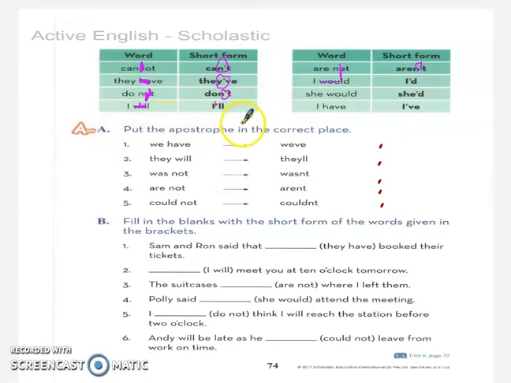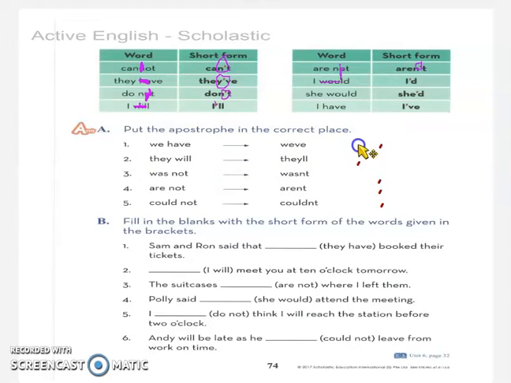Let's go to exercise A. Put the apostrophe in the correct place. Here in this exercise we have the long form and here we have the short form. In the short form we have to put the apostrophe in the suitable place, بالمكان الصحيح, or in the correct place. Number one. We have, we've. Where can you put the apostrophe?